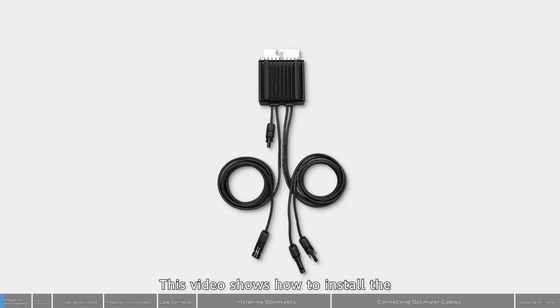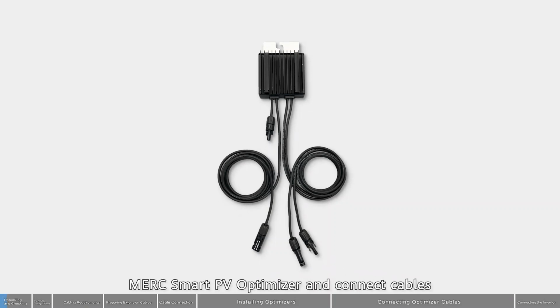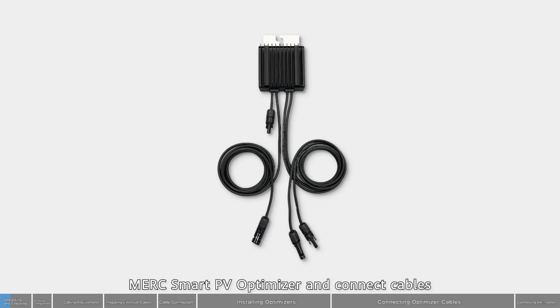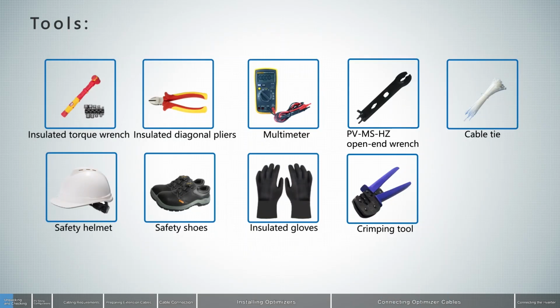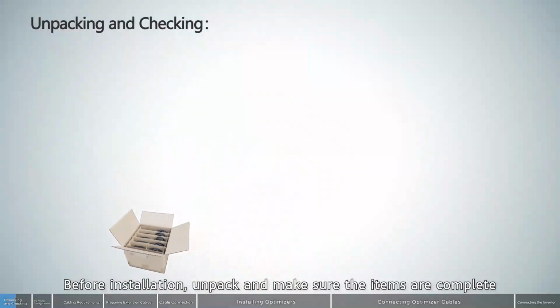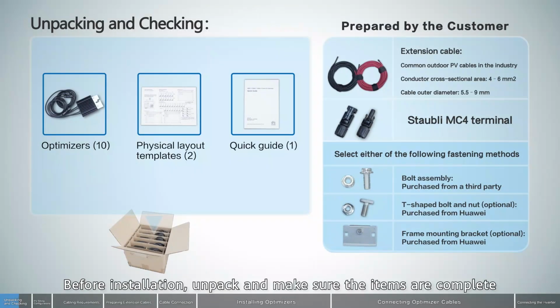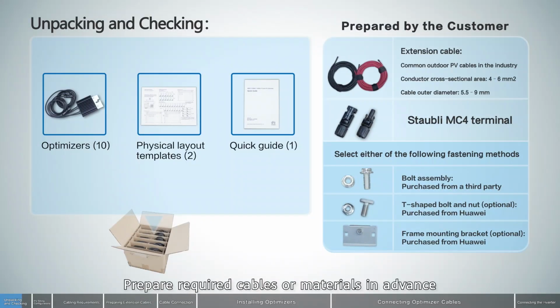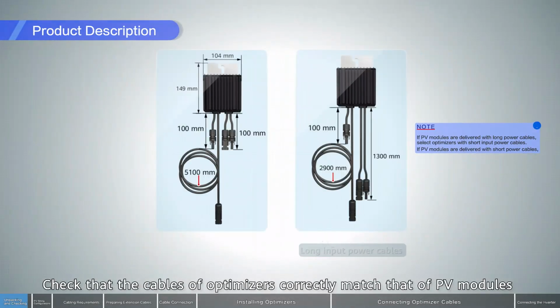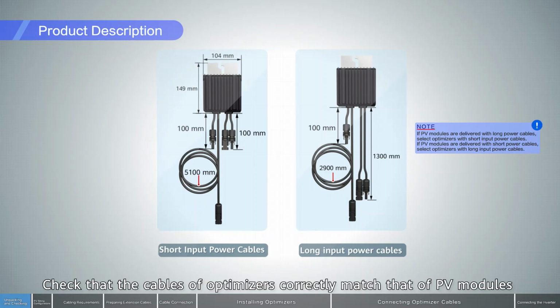This video shows how to install the MERC Smart PV Optimizer and connect cables. Before installation, unpack and make sure the items are complete. Prepare required cables or materials in advance. Check that the cables of optimizers correctly match that of PV modules.